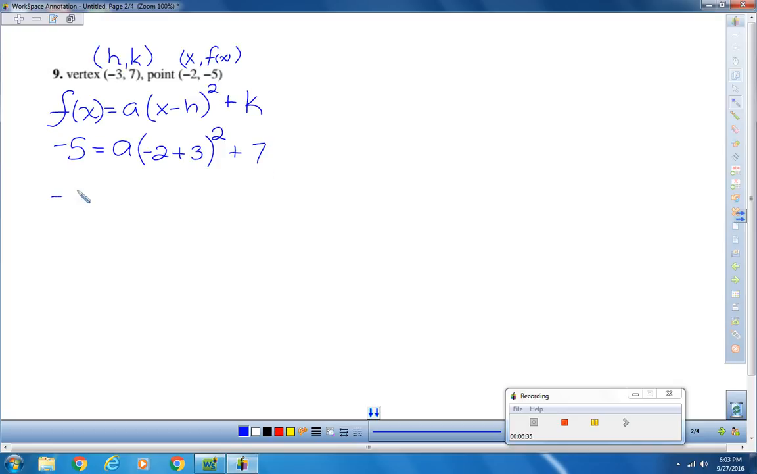So I've got negative 5 is equal to a times 1 squared plus 7, or negative 5 is equal to, we know 1 squared is 1. We don't really have to write a times 1, so we're just going to write a plus 7. I'm going to subtract 7 from both sides, and I get negative 12 is equal to a.